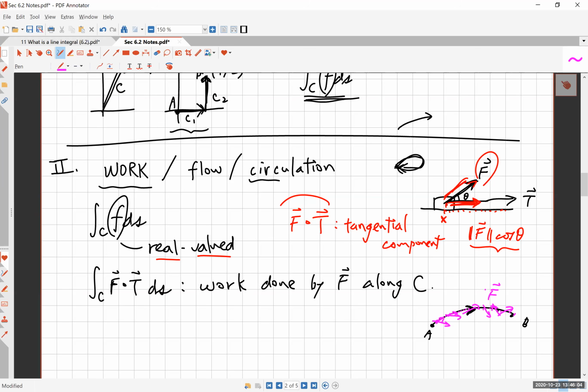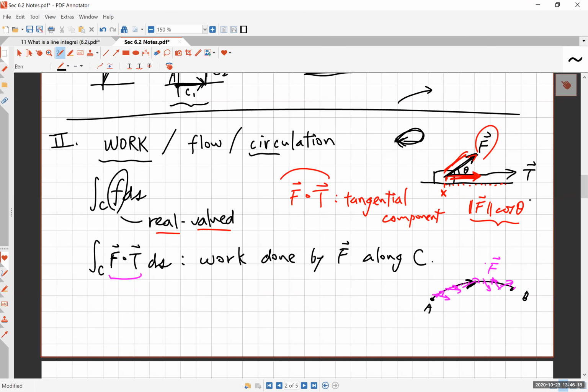That is exactly the idea of the integral, right? So this, if you integrate it over C, is the work done by F along C as the object moves from A to B. That's really the summary of the work or the flow or the circulation integral. It turns out, by the way, this is actually a little easier to calculate. So let me show you why that is true.